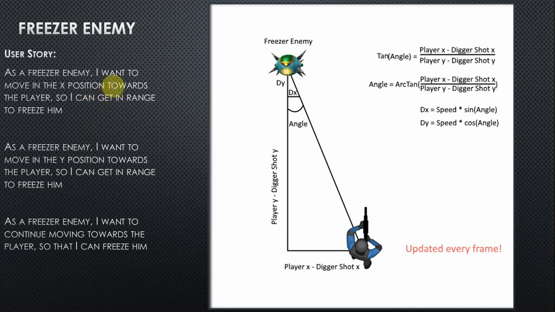Freezer enemy. As a freezer enemy, I want to move in the X position towards the player so I can get in range to freeze him. As a freezer enemy, I want to move in the Y position towards the player so I can get in range to freeze him. As a freezer enemy, I want to continue moving towards the player so that I can freeze him.